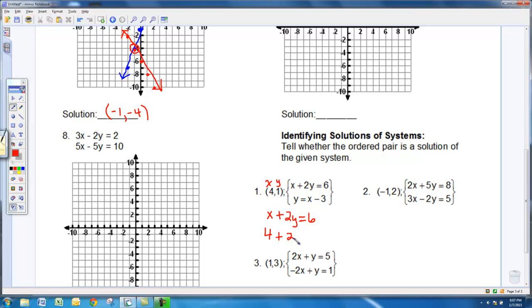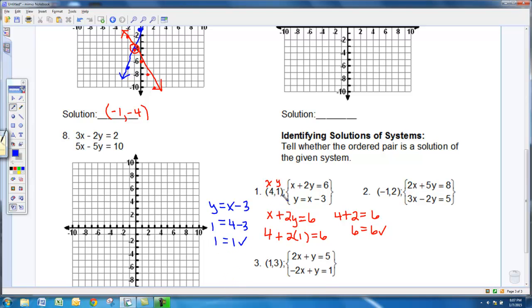So 4 plus 2 times 1 equals 6. 2 times 1 is 2. 4 plus 2 does equal 6. So because the two sides are equal, we know that the point 4, 1 is a solution to that system. Now let's look at y equals x minus 3. So we're going to plug in 1 for the y, and we're going to plug in 4 for the x. We simplify the right side, and when we simplify the right side, we see that both sides equal 1.